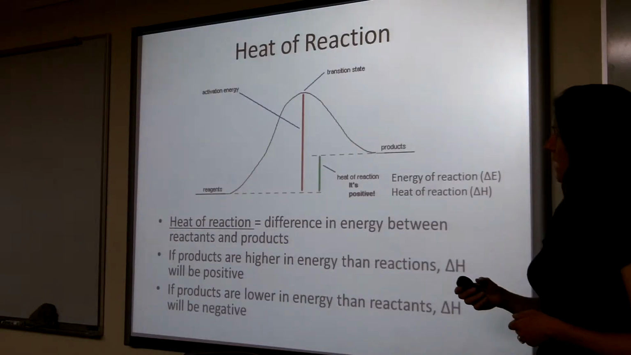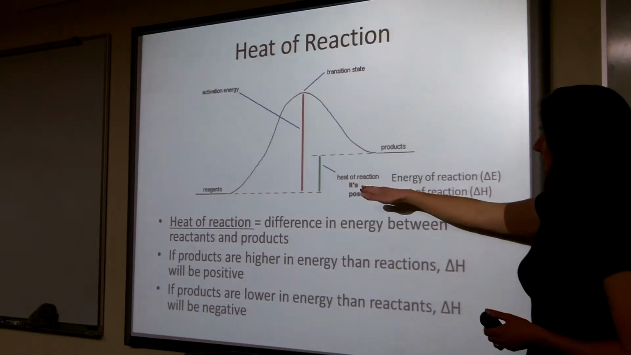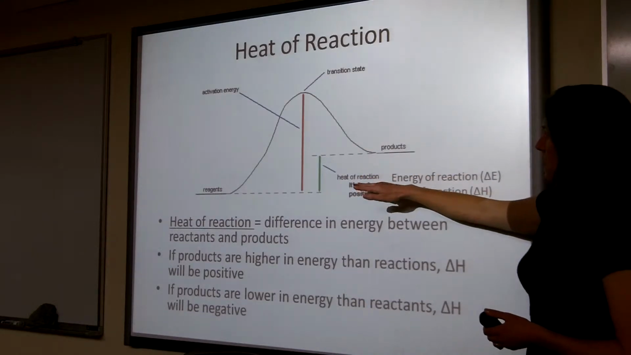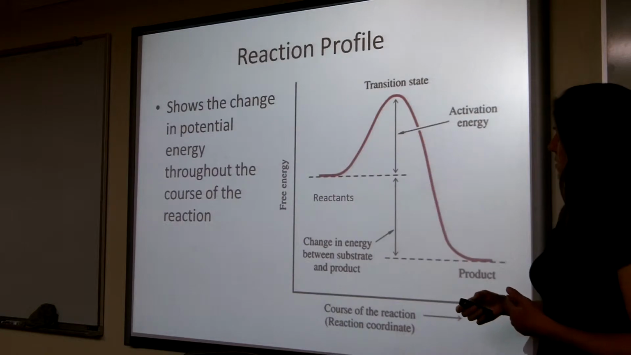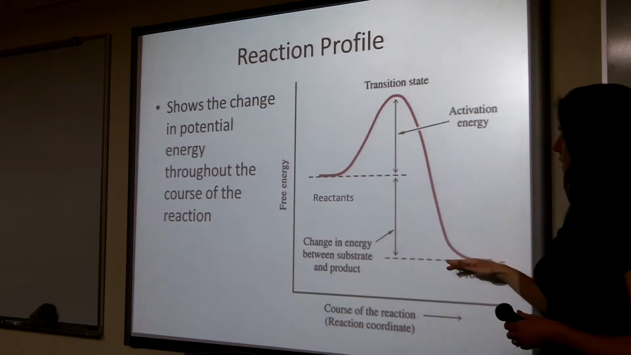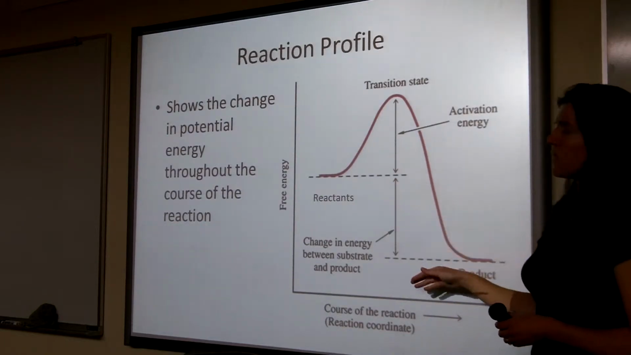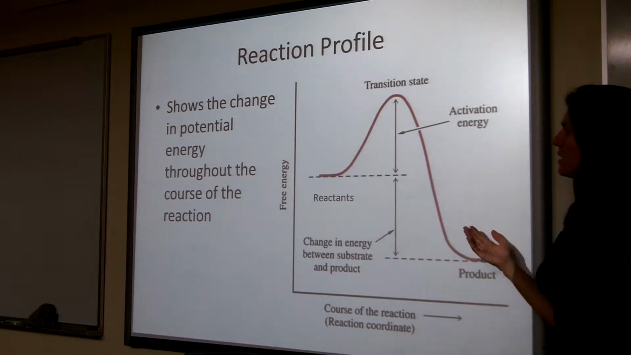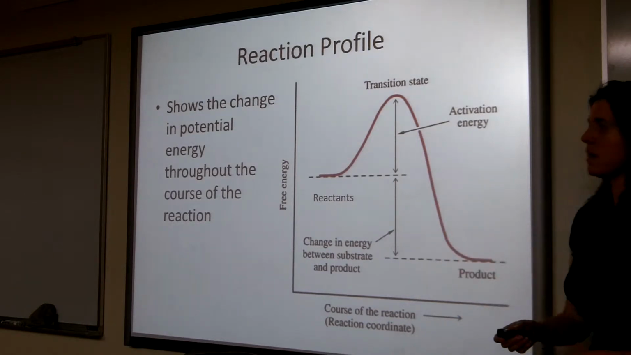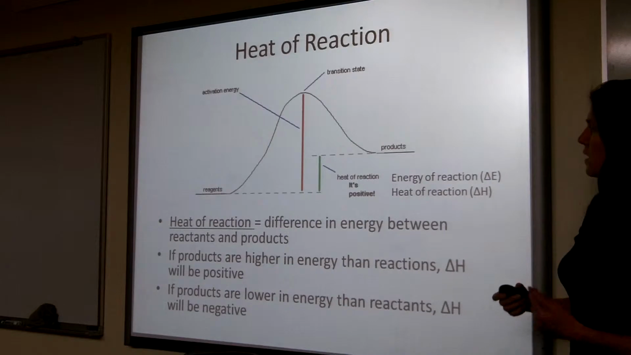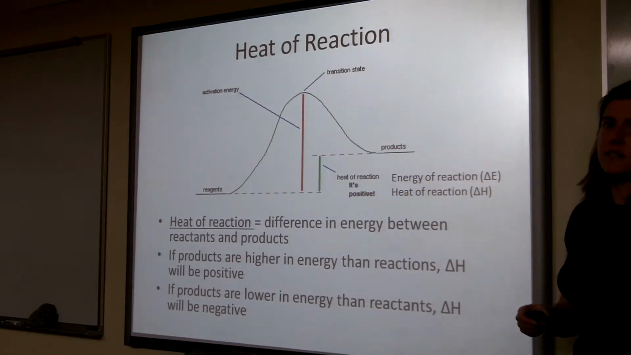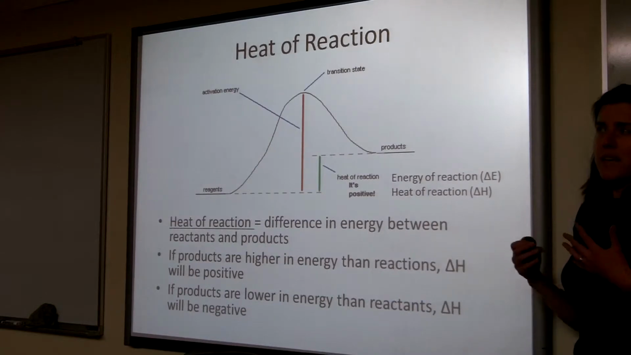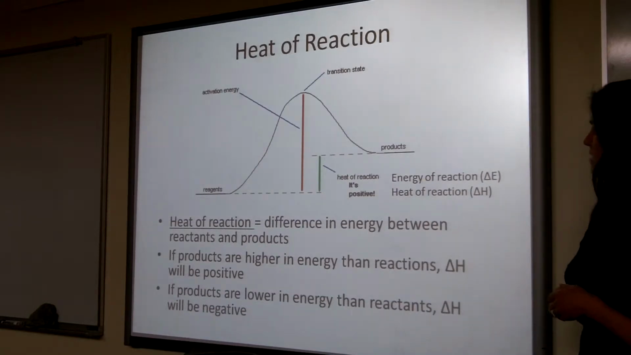So again, the heat of reaction is the difference between the reactant's energy and the product's energy. In this previous reaction, we saw that the products were lower in energy than reactants. That means some energy was given off, so we would call this an exothermic reaction. This example is an endothermic reaction because the products are higher in energy than our reactants. So there's been a net input, a net gain of energy. And so we'd say this has a positive delta H, the heat of reaction.